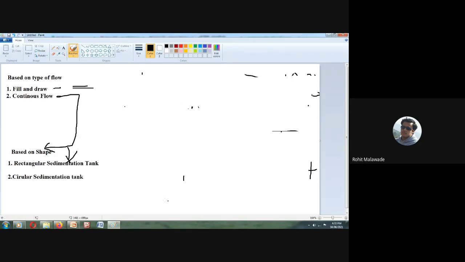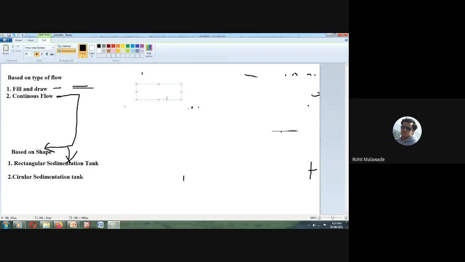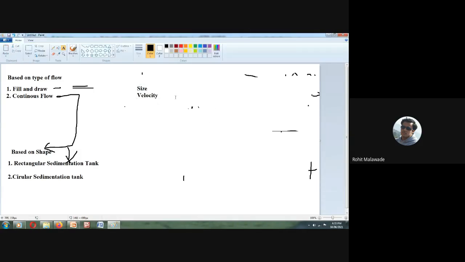Now, your sedimentation is dependent upon two important factors. First one is the size of the particles, and the second one is the velocity.